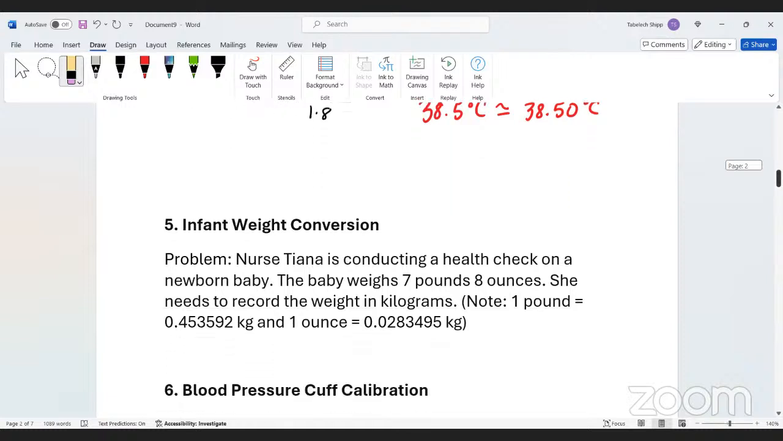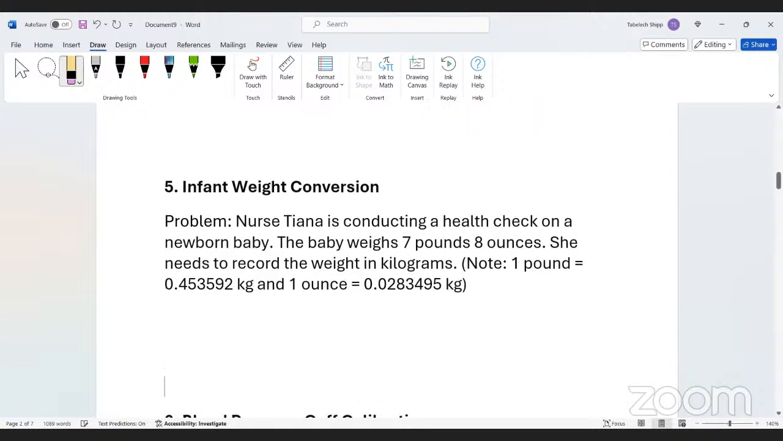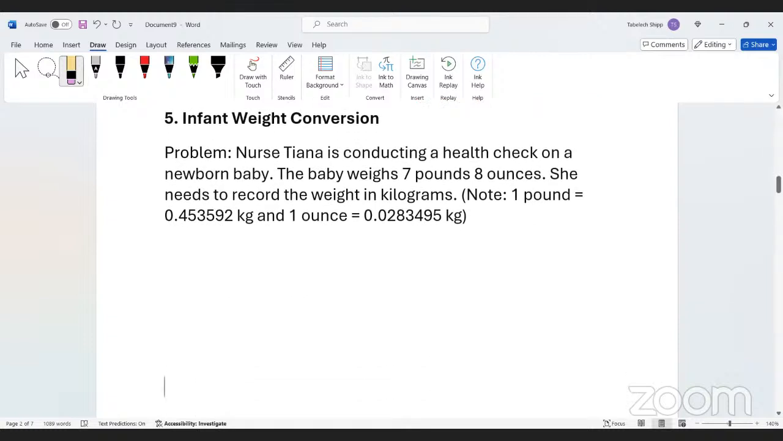Ooh, this is a lot of conversions here, and let me tell you why. It says infant weight conversions. So you have several things going on within this problem, several different conversions. And it says Nurse Tiana is conducting a health check on a newborn. The baby weighs 7 pounds, 8 ounces. She needs to record the weight in kilograms.